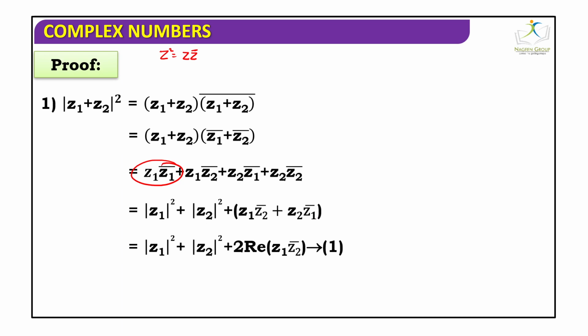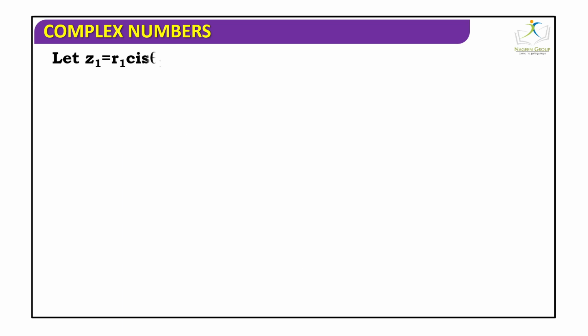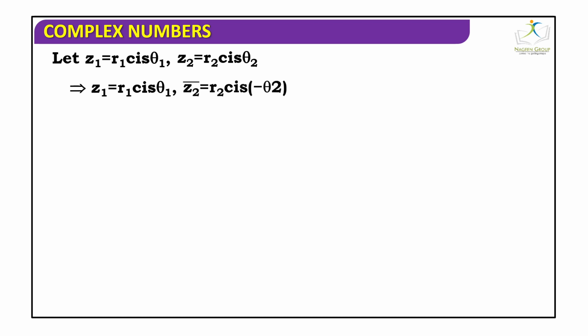Now in this we have two terms that go together. So this is modulus z1 square plus modulus z2 square plus twice the real value of z1 z2 bar, right? Now z plus z bar equals twice the real value of z. Let z1 equal r1 cis theta 1, z2 equal r2 cis theta 2, so z2 bar equals r2 cis, where we change the sign of the angle, minus theta 2.